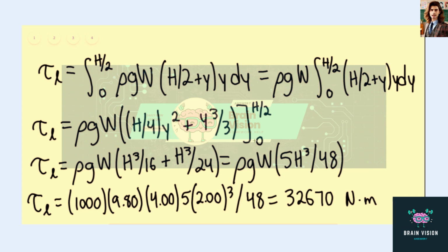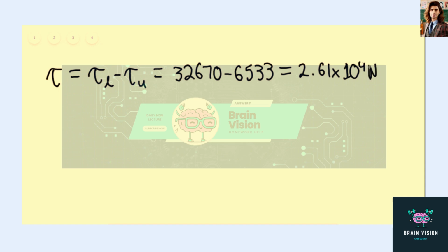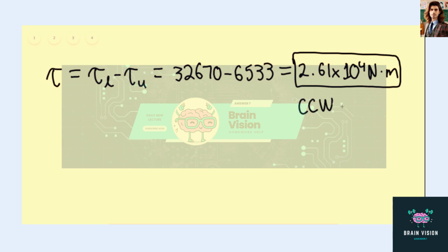And so for the total torque, we have 32,670 minus 6,533. This is giving us approximately 2.61 times 10 to the 4th Newton meters. This would be our total torque. And again, it's positive, so we have a counterclockwise rotation. That is the end of the solution.